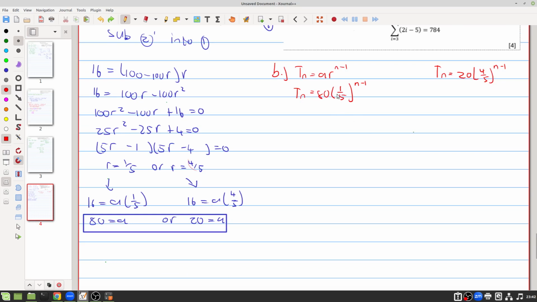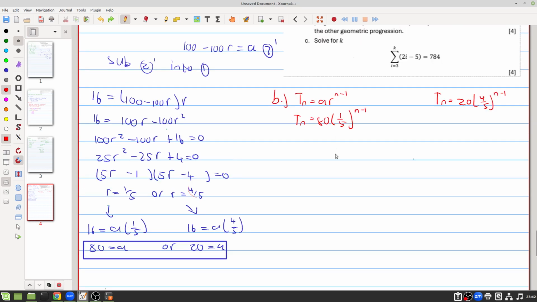So I think prime factorization will be our friend here. So let me prime factorize this just to simplify it a little bit. So 80 we can say is 2 to the power 4 times 5. So that's 80, and then we still have the 1 over 5 to the n minus 1. For the other one I'm going to do the same. So 20 is 2 to the power 2 times 5. And then we've got 4 over 5 to the power n minus 1.